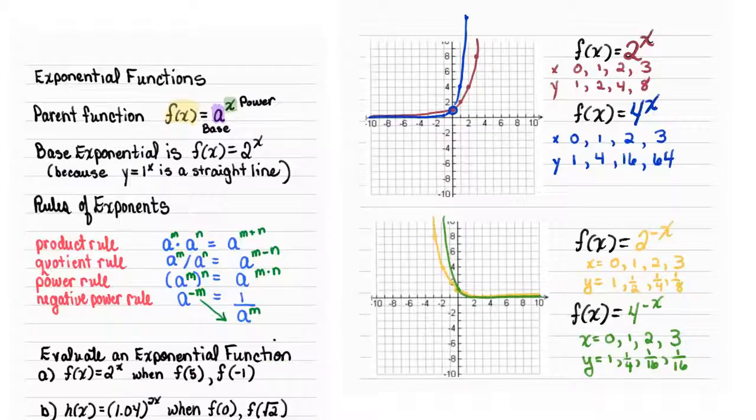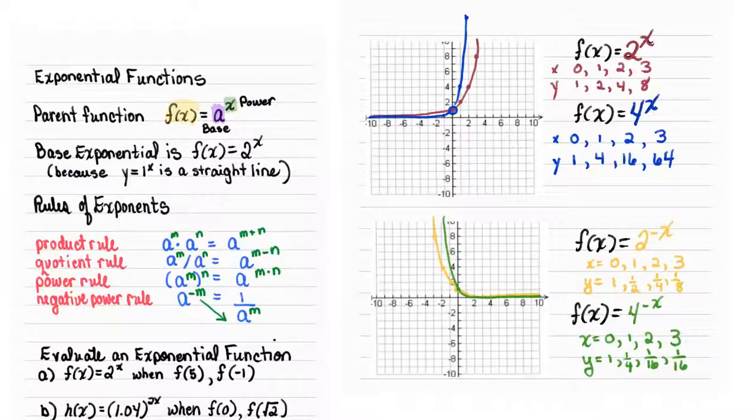Likewise, when we go to graph these, if we graph our base one of 2 to the power of x, you can make yourself a little table here and see that when x is 0, y is 1. So that's where it's going through the y-axis.